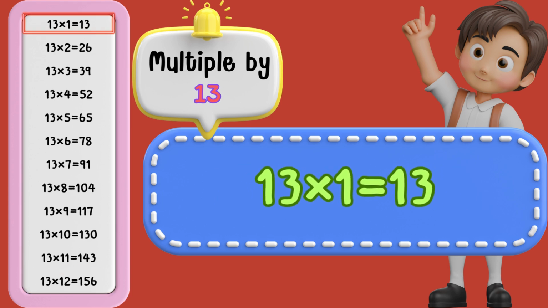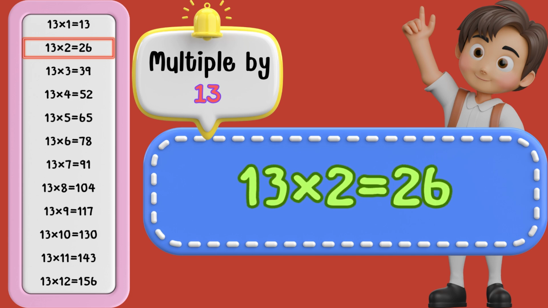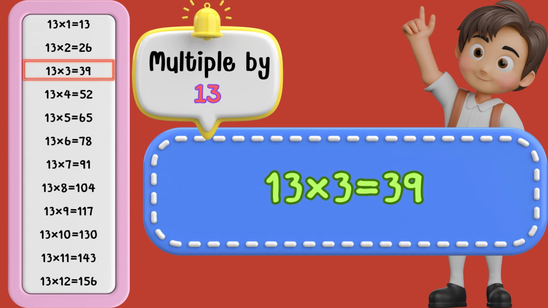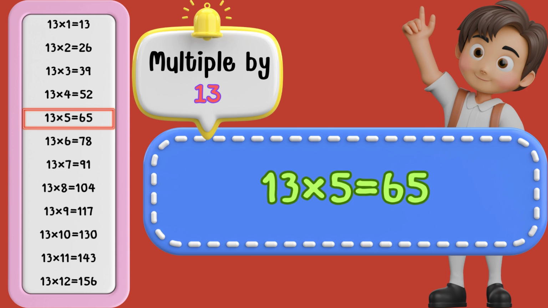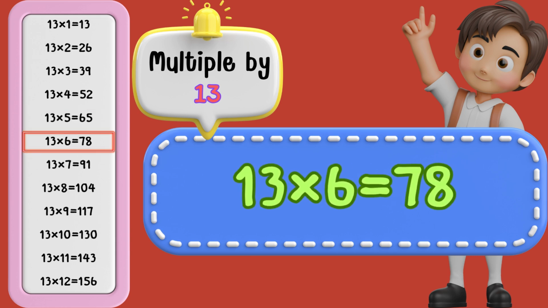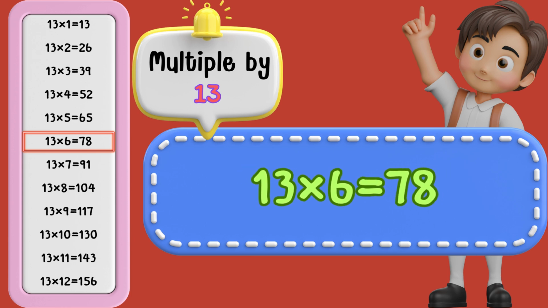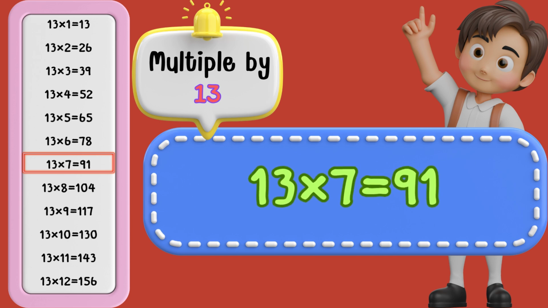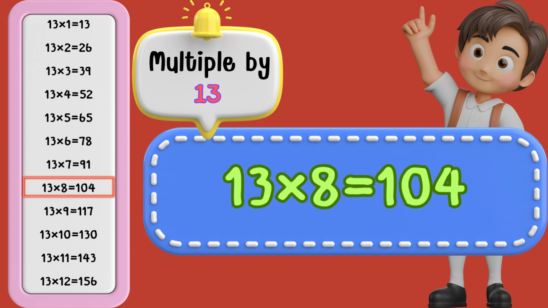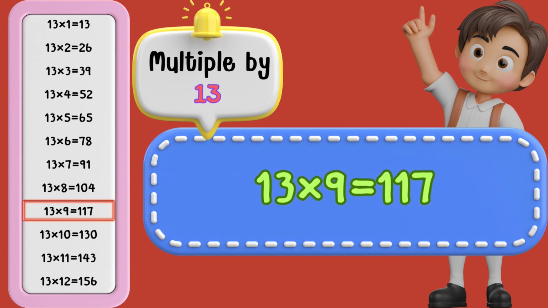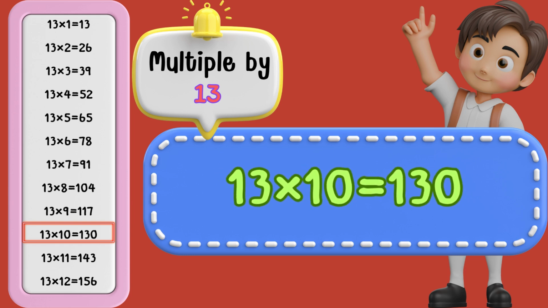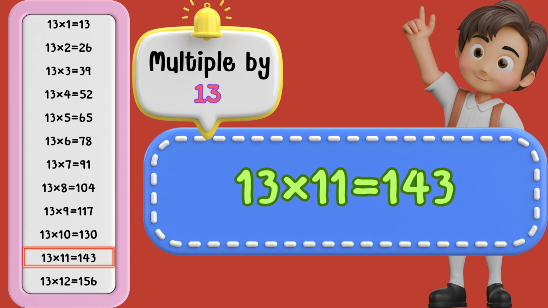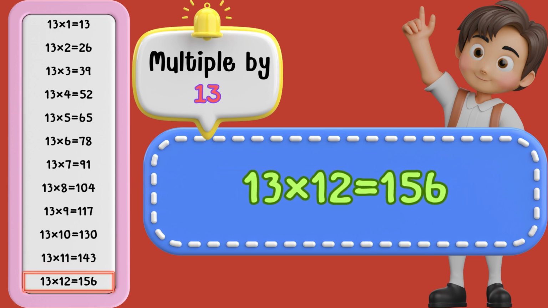13 times 1 is 13. 13 times 2 is 26. 13 times 3 is 39. 13 times 4 is 52. 13 times 5 is 65. 13 times 6 is 78. 13 times 7 is 91. 13 times 8 is 104. 13 times 9 is 117. 13 times 10 is 130. 13 times 11 is 143. 13 times 12 is 156.